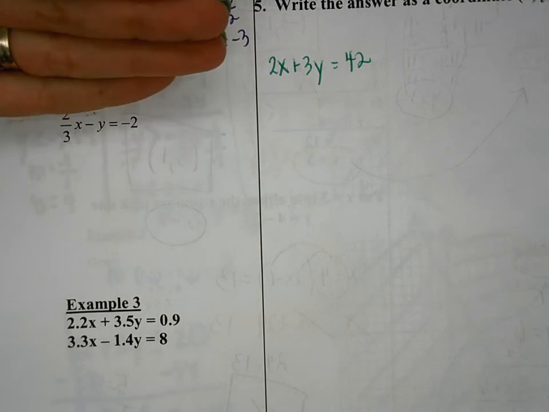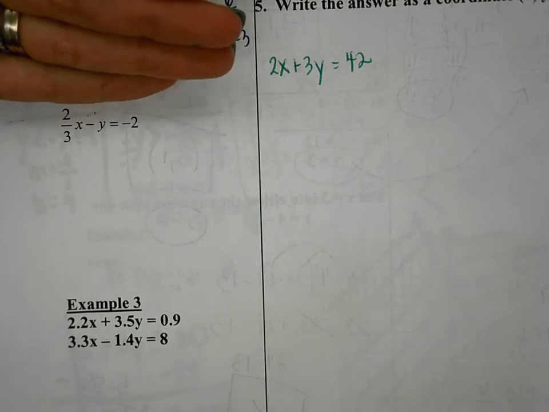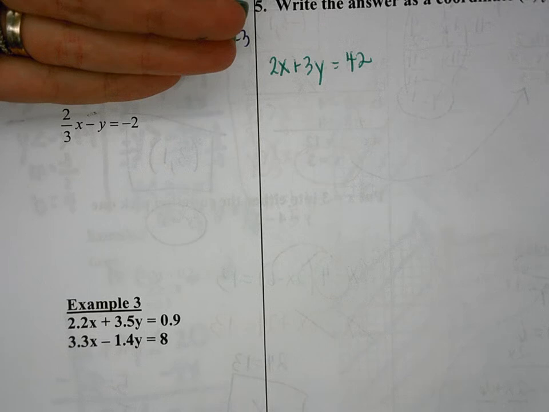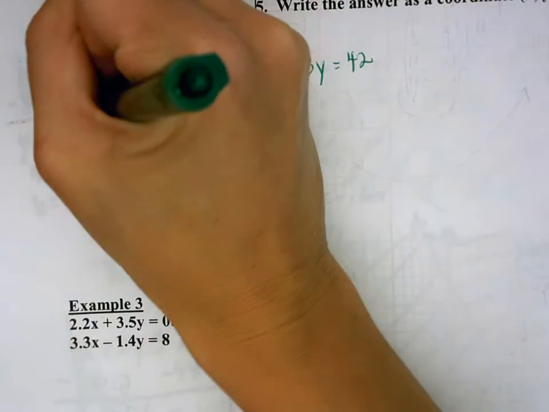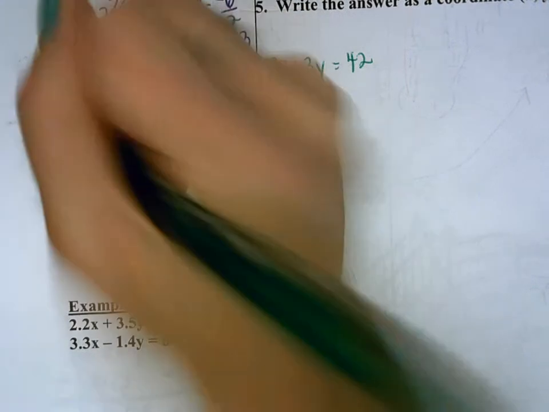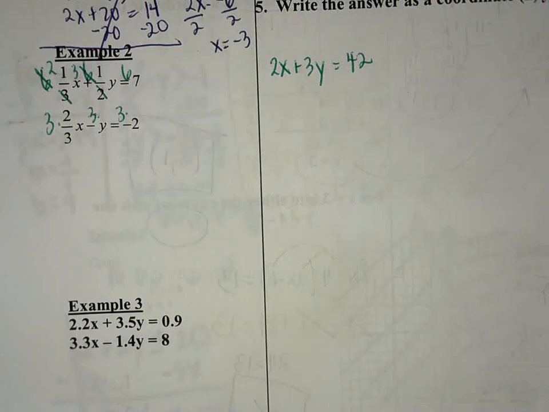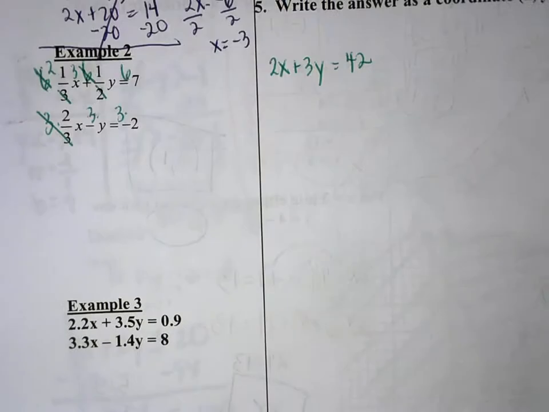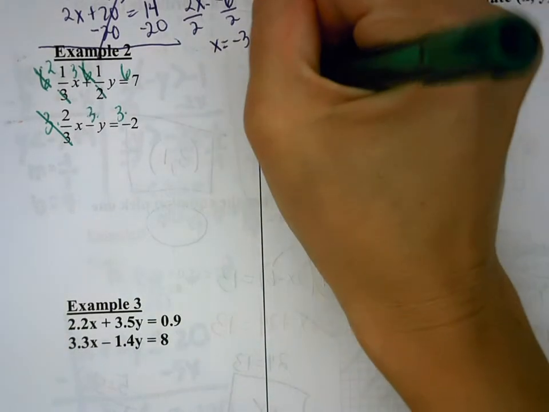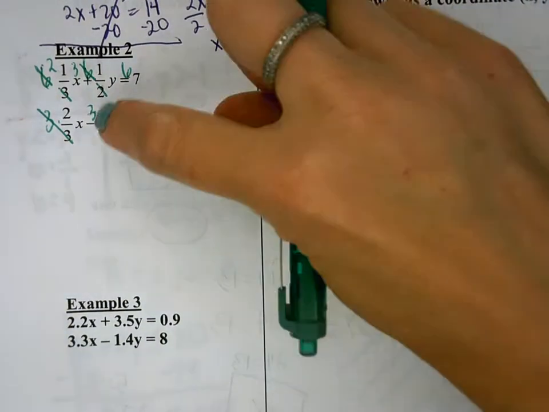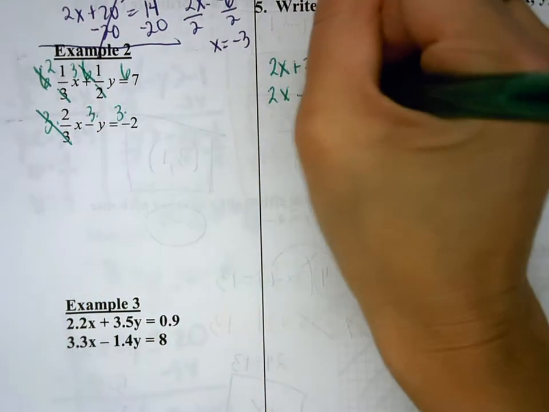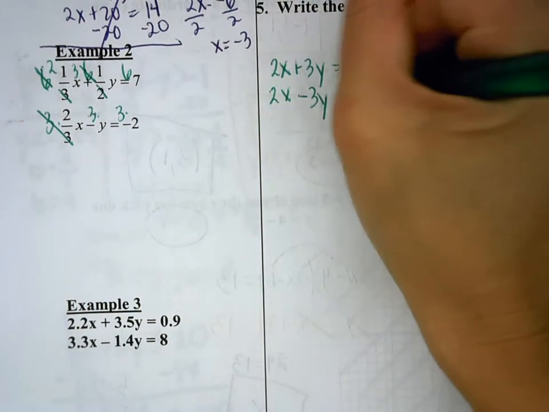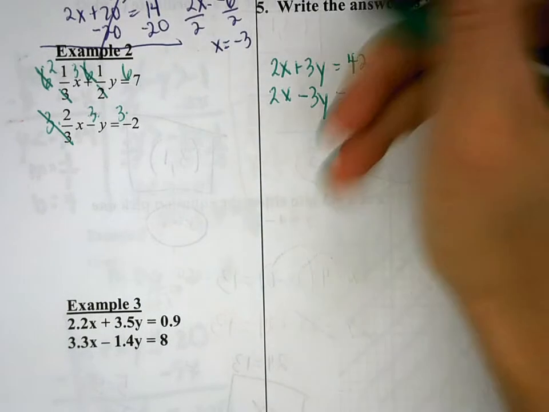So on the bottom equation, what would you multiply every single term by? 3. Okay, and again, where people usually mess up is multiplying every single term. So make sure you write 3 next to everything so you don't forget. So with the x's, the 3's cancel out, and we're left with 2 times x, which is 2x. Then 3 times negative y is negative 3y equals 3 times negative 2 is negative 6.